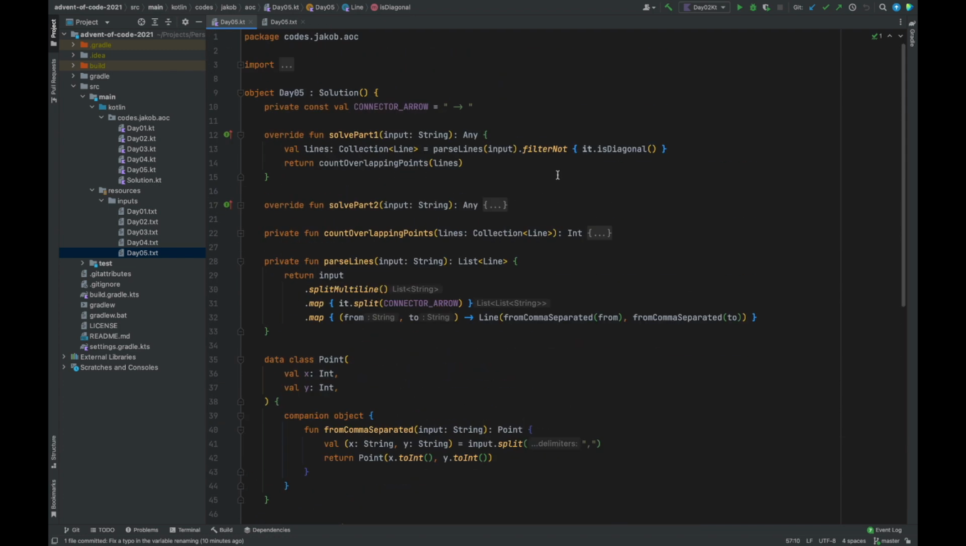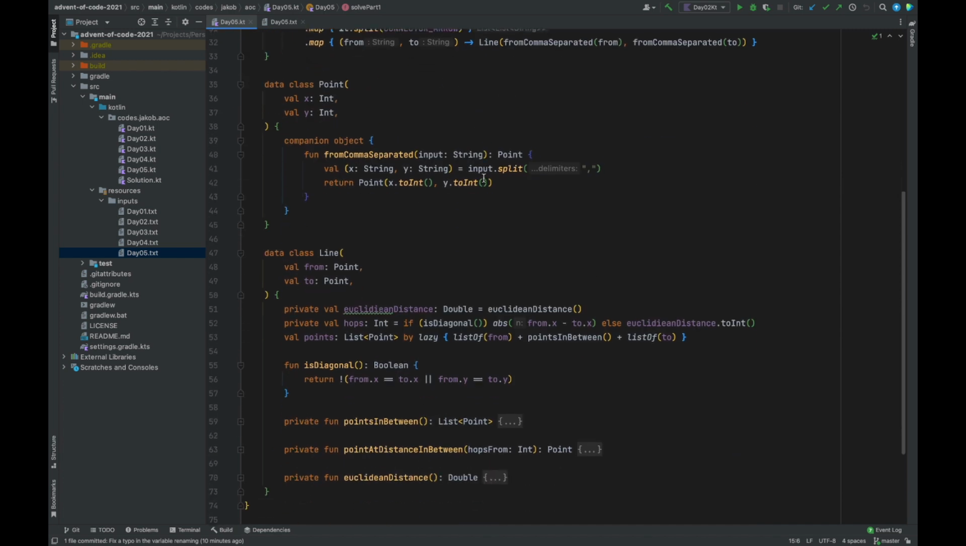And thus here I can say filter out everything that is diagonal, or rather filterNot it is diagonal. It almost reads like an English sentence. One of the things that is really nice about Kotlin, in my opinion.